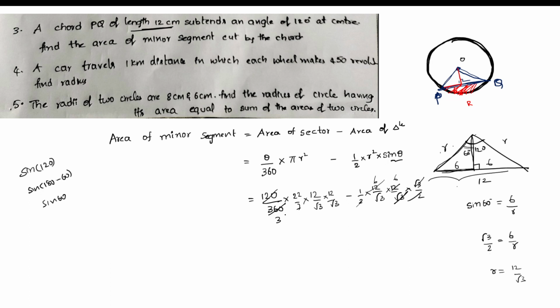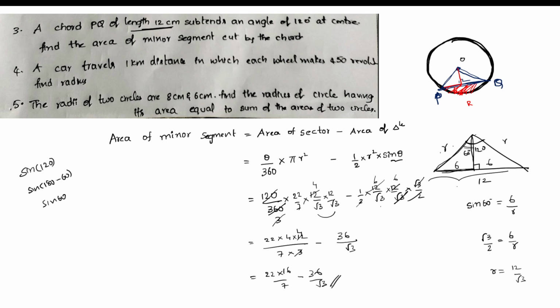So 3 ones are 3, 4s are... So 22 into 4 into 12 by 7, into root 3 into 3 is 3, minus 6 into 6, 36 by root 3. So finally, 3 ones are 3, 4s are... So 22 into 16 by 7 minus 36 by root 3. So whatever the answer comes, that will be our answer.